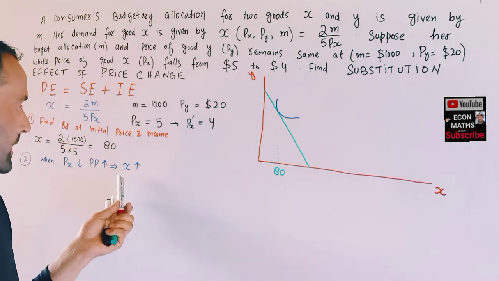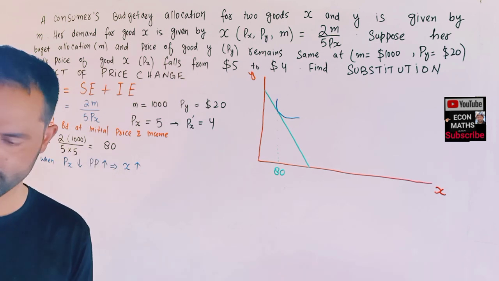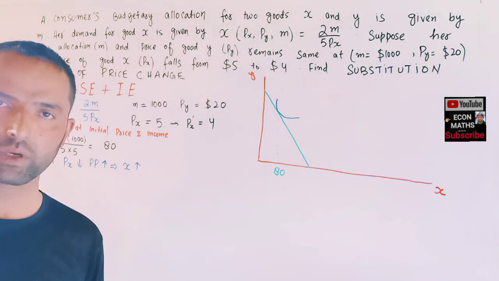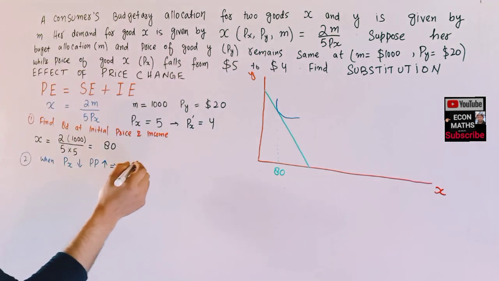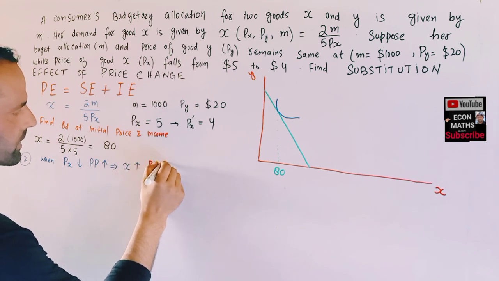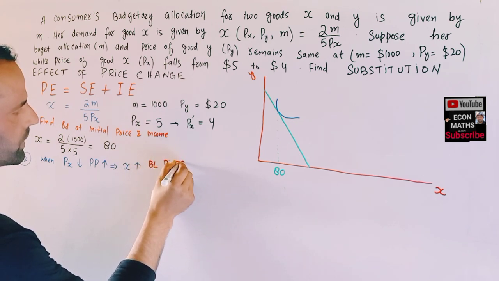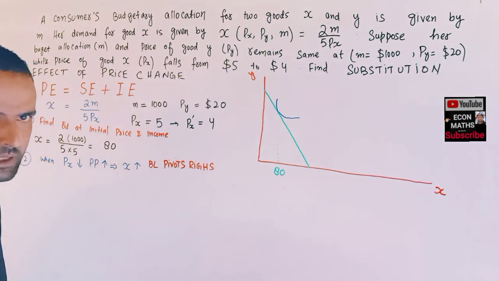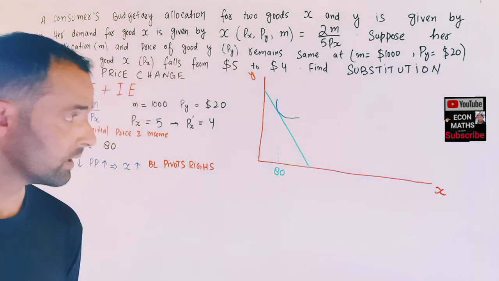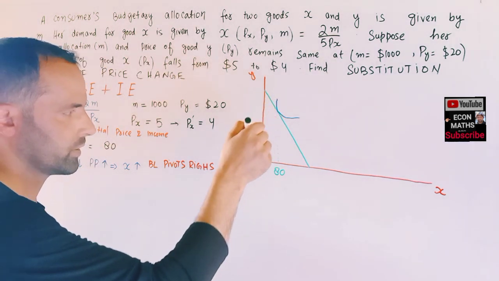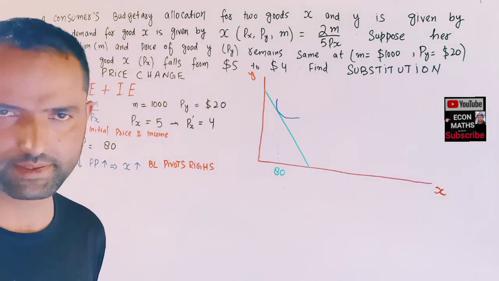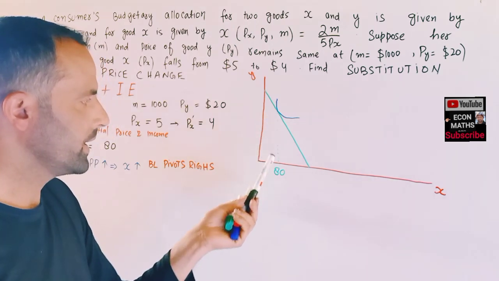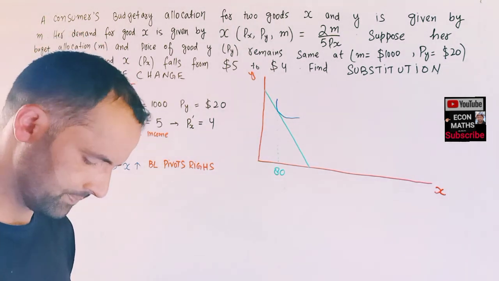That means he will demand more units of good X. And graphically what will happen? Our budget line will pivot towards right. Let me write it here, which implies the budget line pivots right. Initially he is consuming 80 units of good X. This is the initial budget line, and at the initial price he is consuming 80 units of good X.